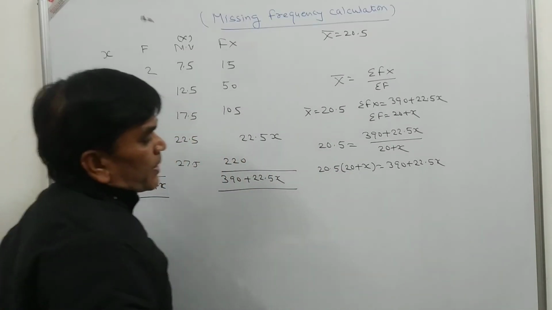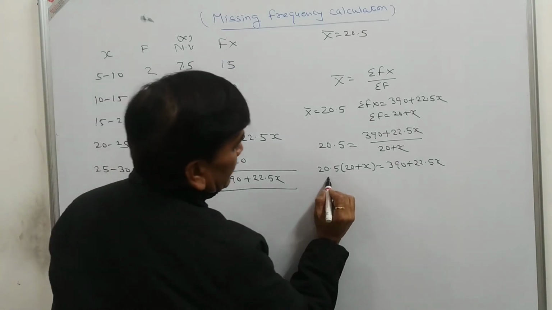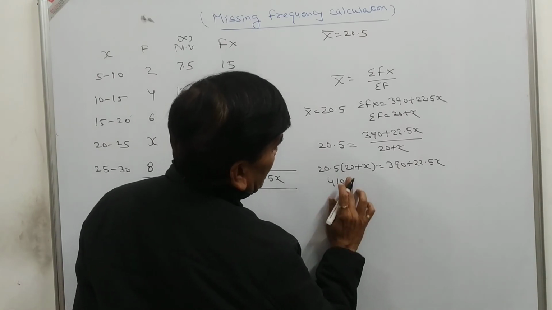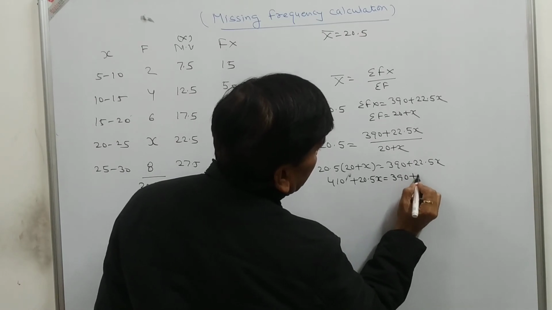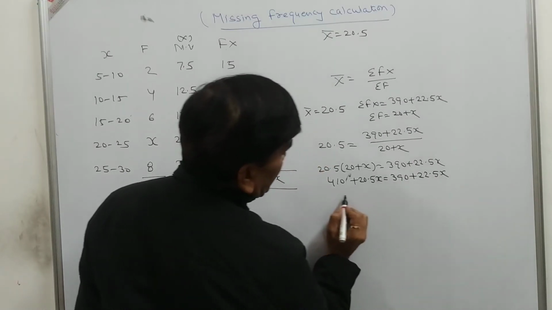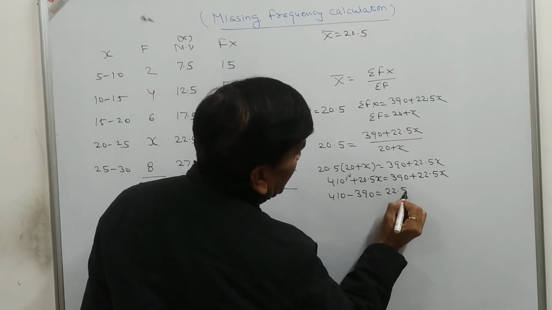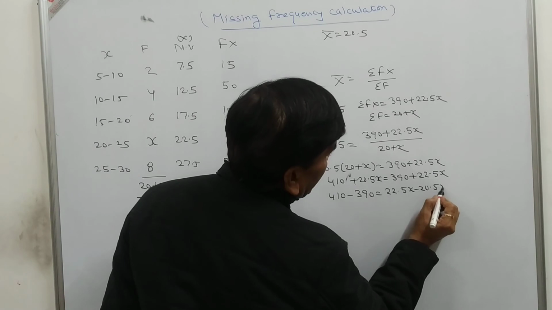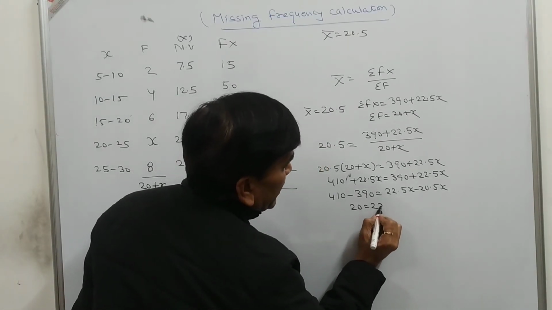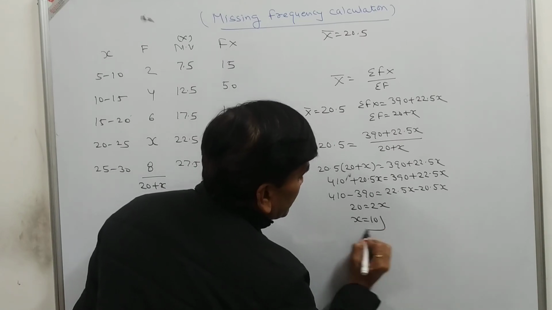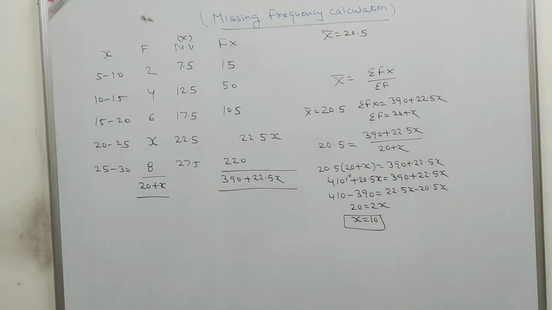So first we multiply 20.5 by 20, that is 410, plus 20.5x is equal to 390 plus 22.5x. So 410 minus 390 is 22.5x minus 20.5x. So we are getting here 20 is equal to 2x. So the value of x is equal to 10. So that will be our missing frequency. The value of the missing frequency will be 10.